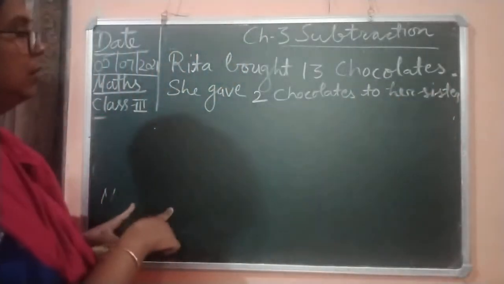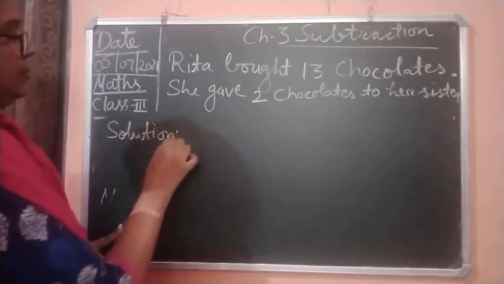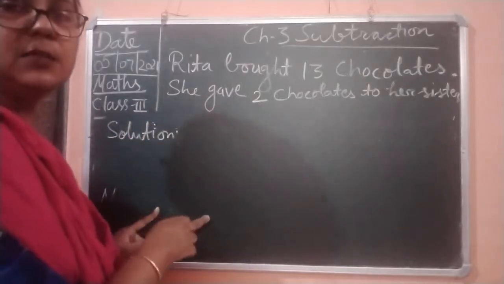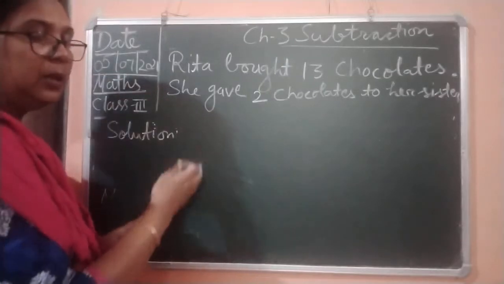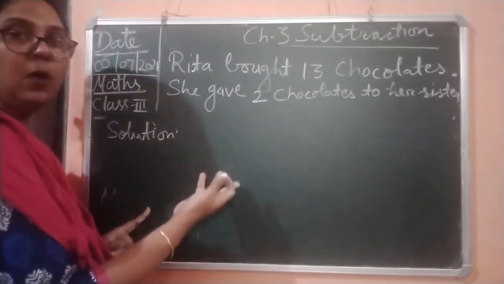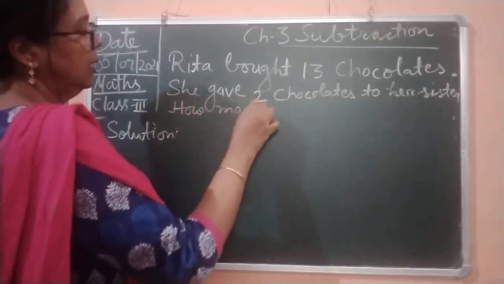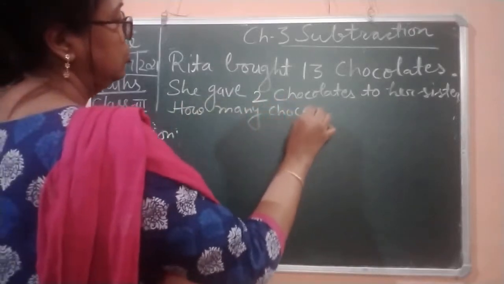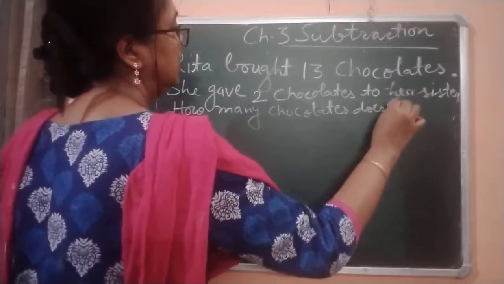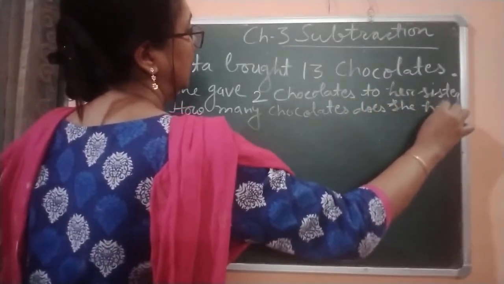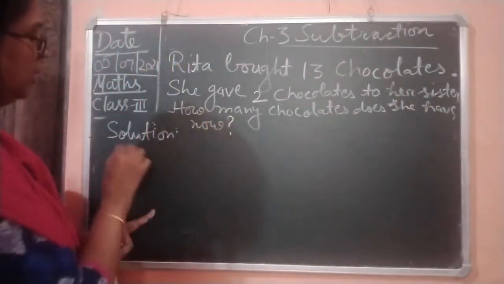So now if we are writing the solution, first we will see the first line, and at the last we will see the last line. So here you can see the question is: how many chocolates does she have now? Okay. Now the solution.